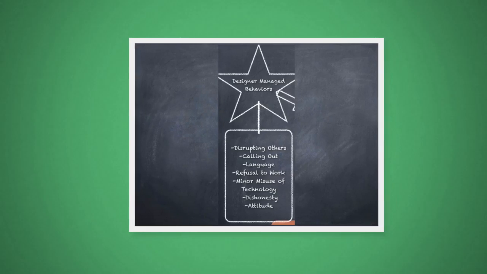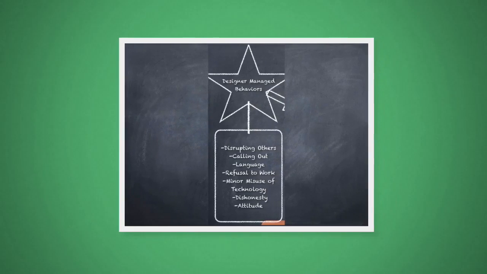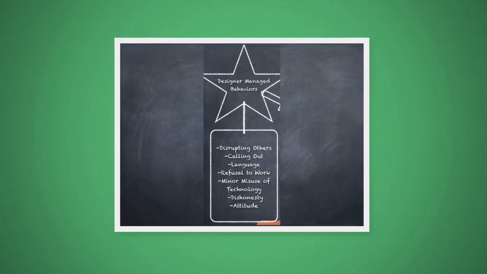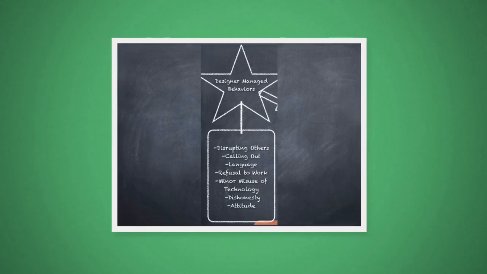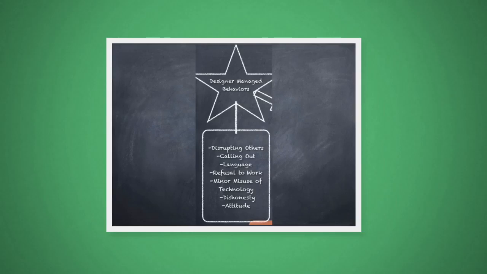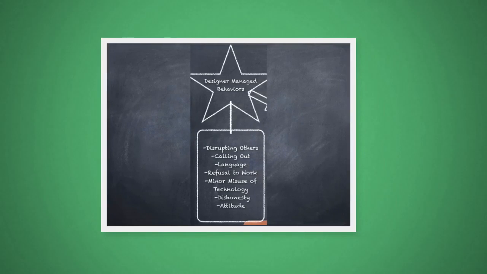There are some different types of behaviors that we classify as designer managed or office managed. Here you would see some designer managed behaviors that you would be responsible for addressing within the classroom, such as disrupting others, calling out, language, refusal to work, minor misuse of technology, dishonesty, and attitude.